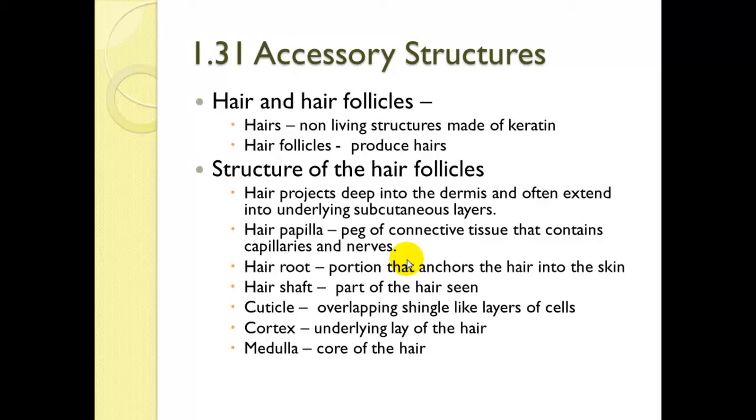A hair papilla, a peg of connective tissue that connects capillaries and nerves. The hair root, the portion that anchors the hair into the skin. The hair shaft, the part of it, the hair seen on the surface of the skin. The cuticle, overlapping shingle-like layers of cells, and then a cortex, the underlying layer of the hair, and then a medulla, which is essentially the core of the hair.